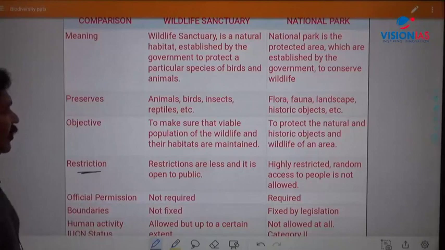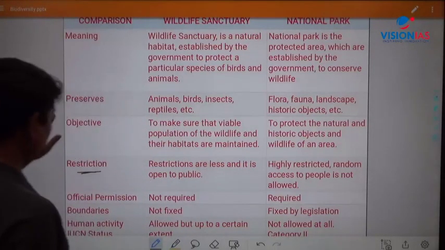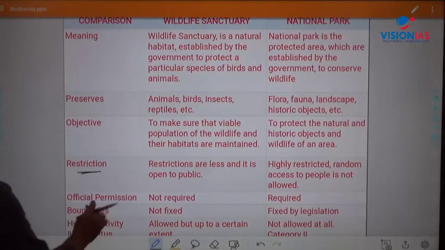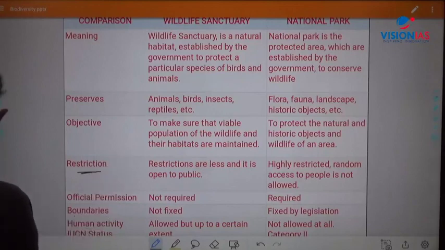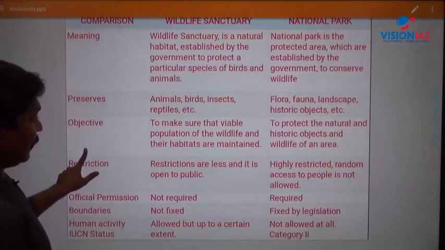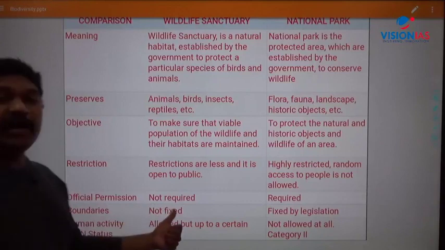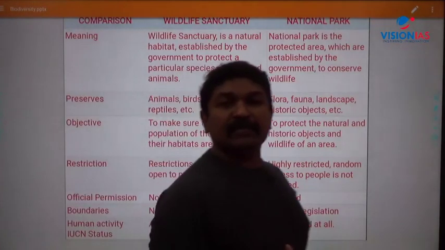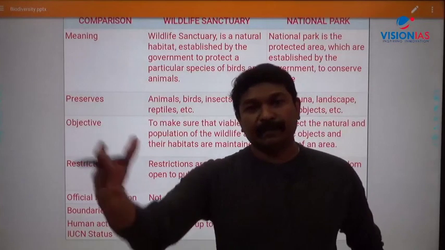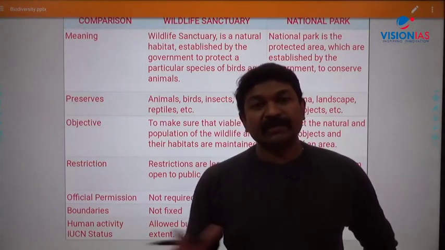Restriction: the public are not allowed here, whereas the public is allowed there. Right? Now, permission. What is this official permission? Whenever you are talking about the movement of people within this one, permission is not required in order to enter a wildlife sanctuary. There is no need to take any permission. People can just walk in. No one is going to question you if it is a wildlife sanctuary.